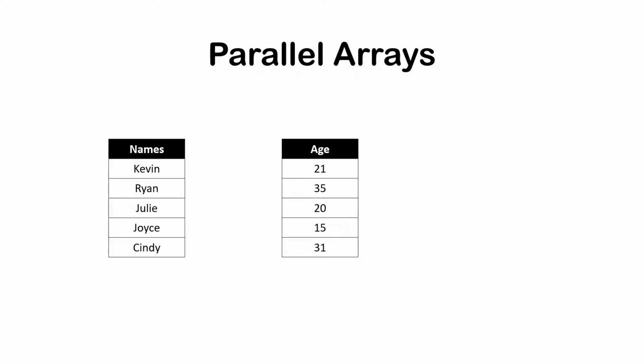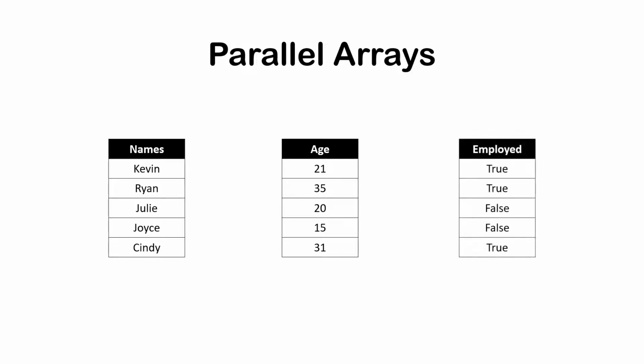Kevin's age is 21, Ryan's age is 35, Julie's age is 20, Joyce's age is 15, and Cindy's age is 31. Next, we'll have another array, which will be a Boolean array named employed, which has the values of whether or not each person is employed. Kevin, Ryan, and Cindy are all employed since their values are true. Julie and Joyce's values are false, therefore neither of them is employed.